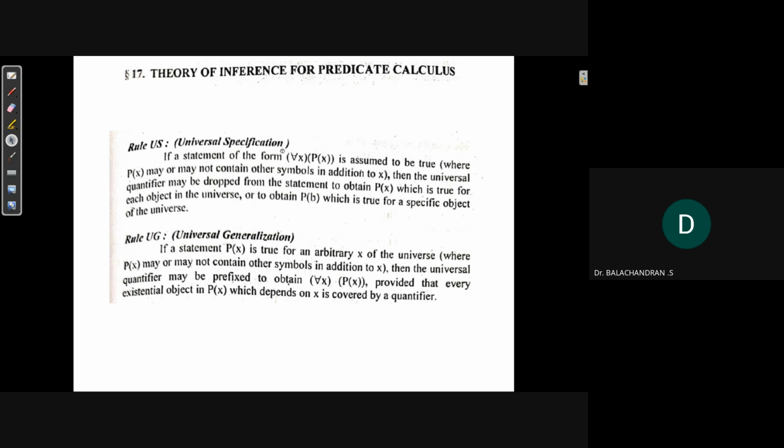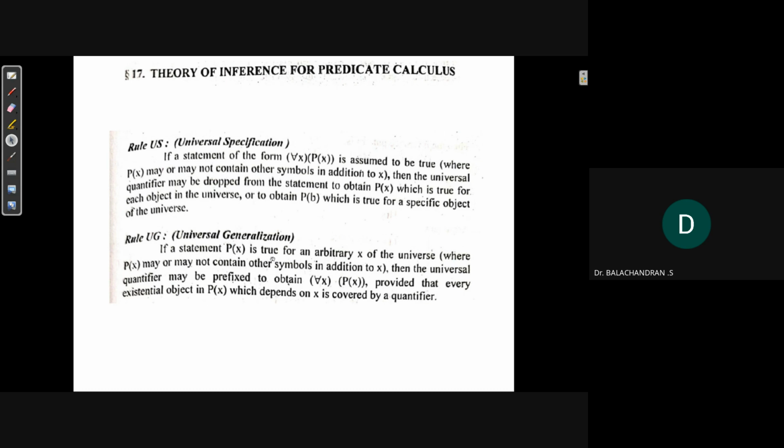If a statement of the form for every x, P of x is assumed to be true, then the universal quantifier may be dropped from the statement to obtain P of x, which is true for each object in the universe, or to obtain P of b, which is true for a specific object of the universe. You can write P of x, or you can write P of b.